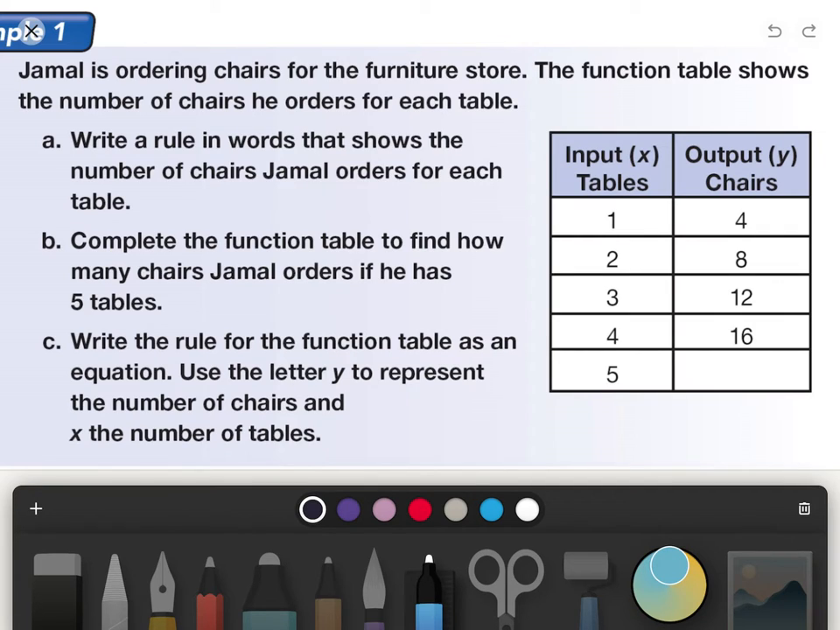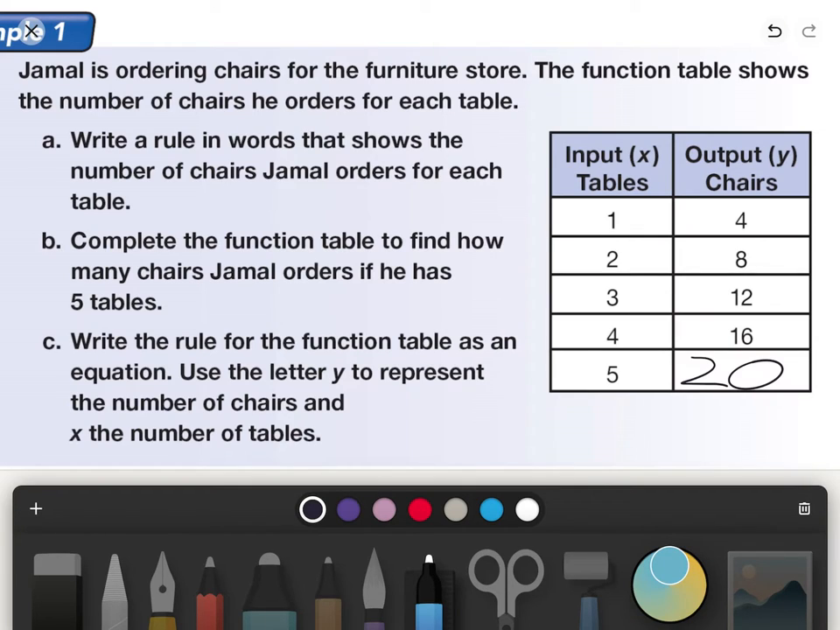All right, so completing the table. Everyone, just tell me what's 5 times 4? Ready? 20. Woohoo! Can we just write 20, or do we have to draw the table? No, you could just write 20. You don't have to do anything.